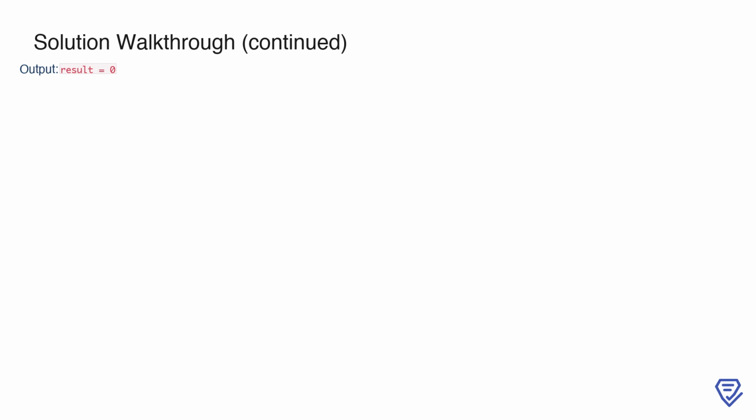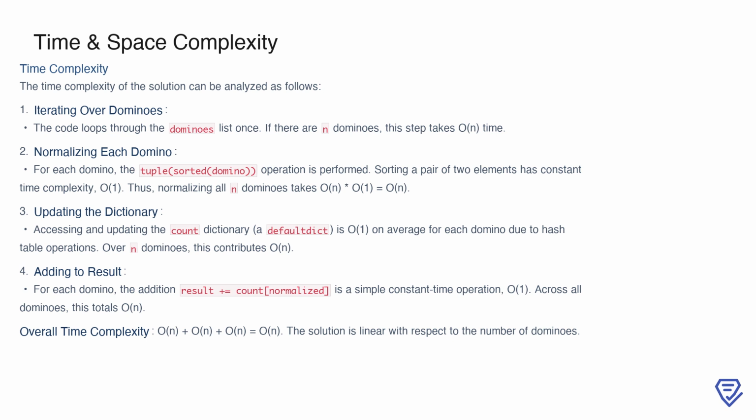This concludes the walkthrough of the solution, demonstrating how the algorithm handles different scenarios, including simple cases, multiple equivalent pairs, and completely unique domino sets. The time complexity of our solution is determined by several steps. First, we iterate over the list of dominoes, which involves a single pass through the list. If the list contains n dominoes, this iteration takes O(n) time.